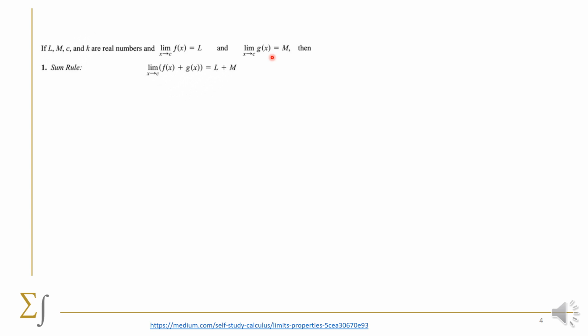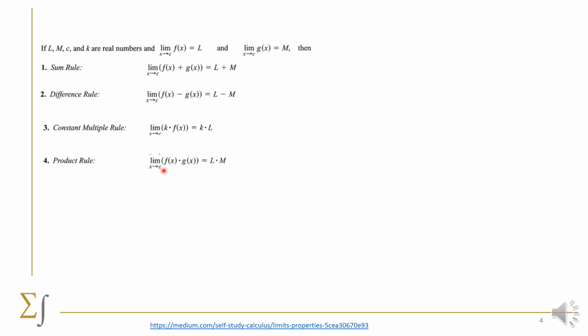Then the first property is the sum rule. The limit of the sum is equal to the sum of the limits. The difference rule: the limit of the difference of two functions is equal to the difference of the two limits. Again, provided that L and M exist. Also, we have the constant multiplication rule. If we have f of x multiplied by a constant k, we can take the k outside the limit, and there we have k multiplied by limit f of x as x approaches c, which is equal to k multiplied by L.